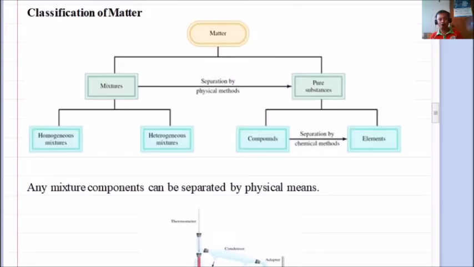Ayan. Okay, then punta naman tayo sa mixture. We have the, we call this the heterogeneous and the homogeneous.